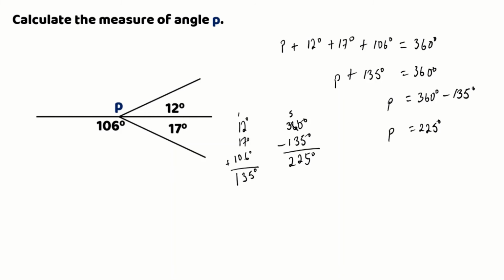And again, you can always check your answer by summing your 225 degrees along with all of the angles that you were given in your diagram to see if they sum up to 360 degrees.